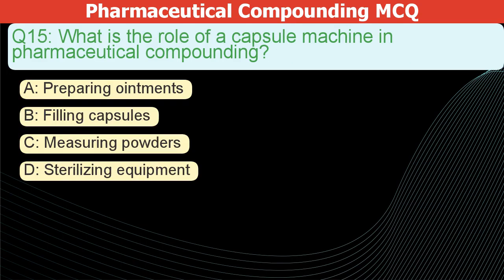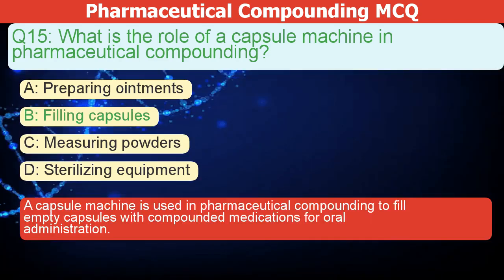What is the role of a capsule machine in pharmaceutical compounding? A. Preparing ointments. B. Filling capsules. C. Measuring powders. D. Sterilizing equipment. The correct answer is B. A capsule machine is used in pharmaceutical compounding to fill empty capsules with compounded medications for oral administration.